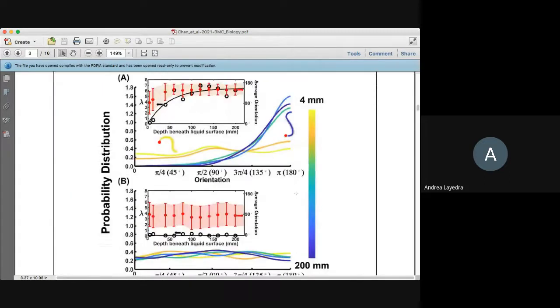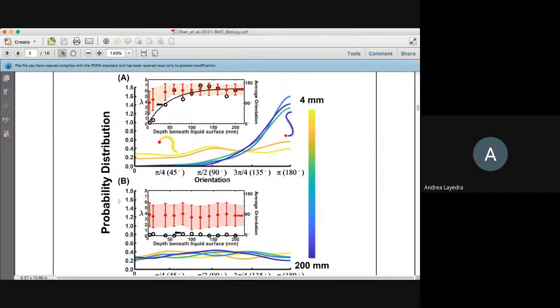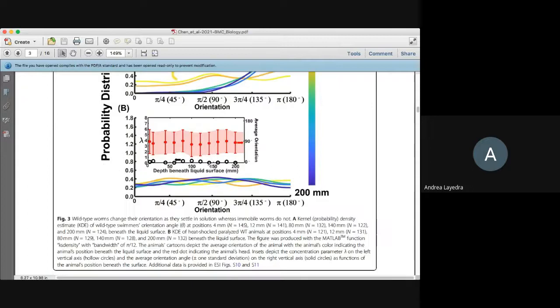Here we can also see a schematic of the C. elegans according to the position, so how deep it has swum. Here is the probability distribution of the C. elegans according to the degree, so how much it has rotated.